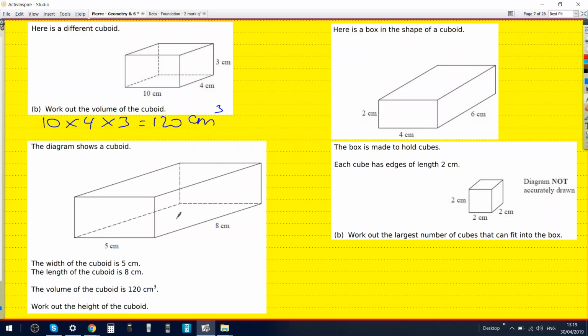So how did you do the one above it? The one above it, it was just width times height times length. Yeah. So it's basically going to be 5 times 8 times the height. And what will it give you? 120. And you have to figure out what height will give you that. Right. So you divide instead, I guess.